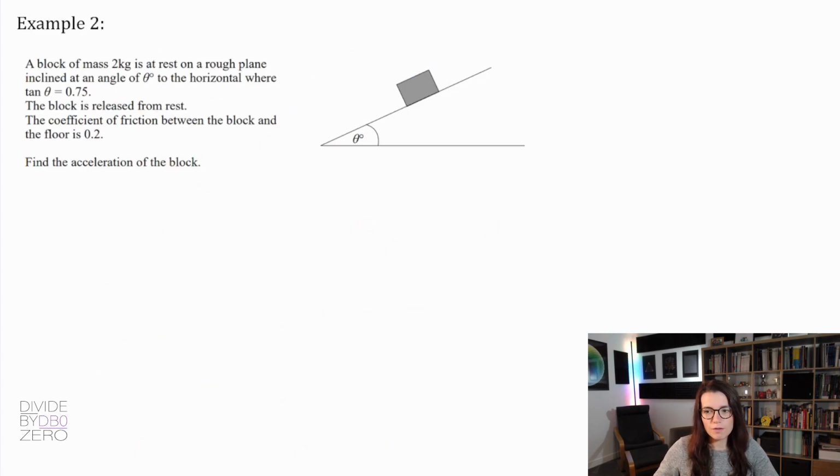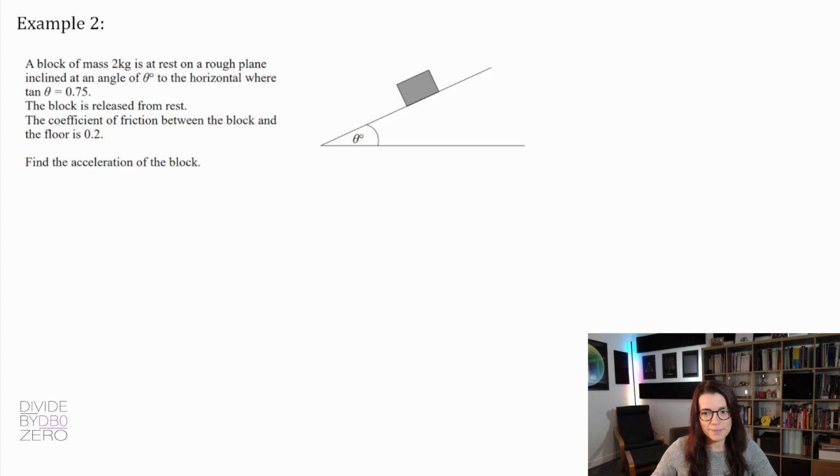Example 2. A block of mass 2 kilograms is at rest on a rough plane inclined at an angle of theta to the horizontal, where tan theta equals 0.75. The block is released from rest. The coefficient of friction between the block and the floor is 0.2. Find the acceleration of the block.